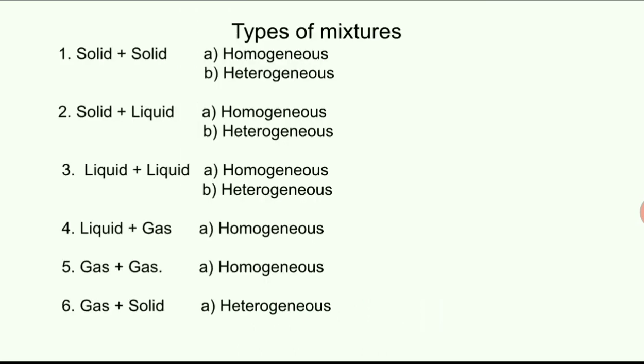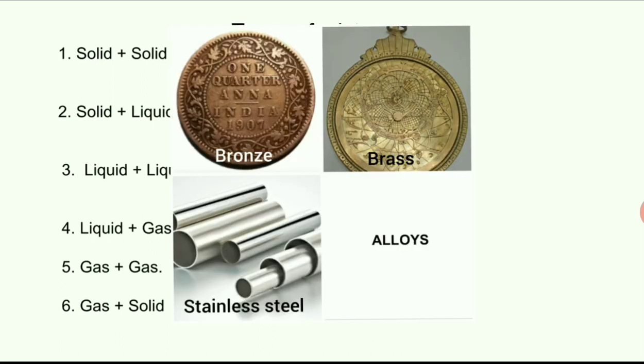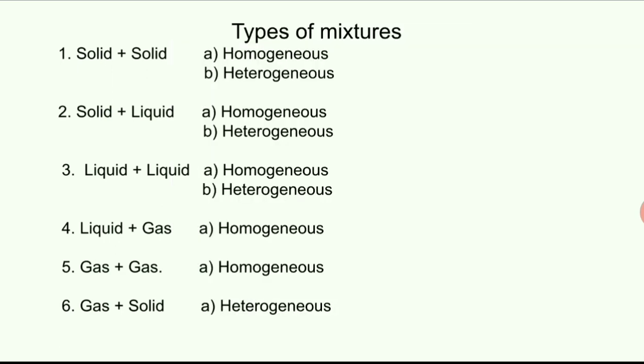Now let us have a look at the types of mixtures based on their physical states of matter. The first among them is solid-solid mixture. Now in this type of mixture, all the components exist in solid state. It can be homogeneous, it can be heterogeneous. Talking about the homogeneous solid-solid mixture, the most common examples are alloys like brass, bronze, stainless steel. They all appear uniform, but they are all made up of several metals or sometimes non-metals as well.